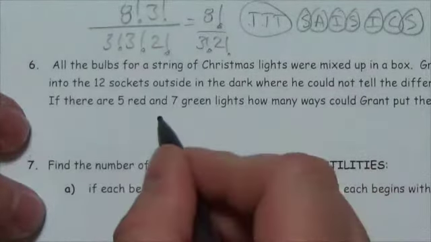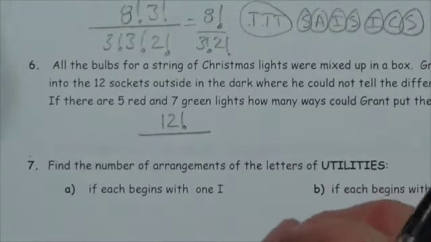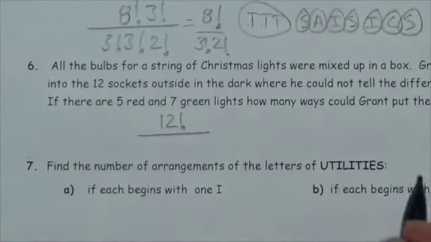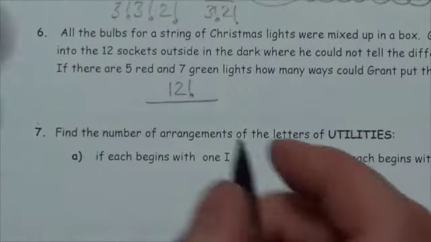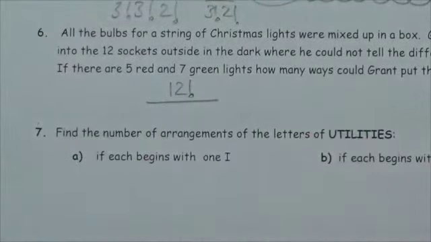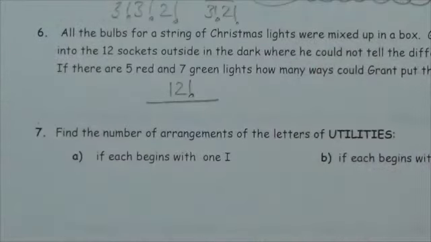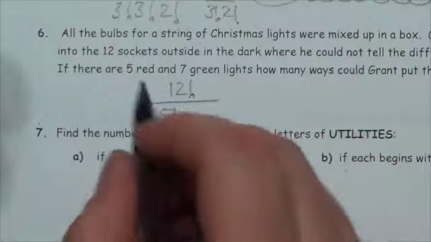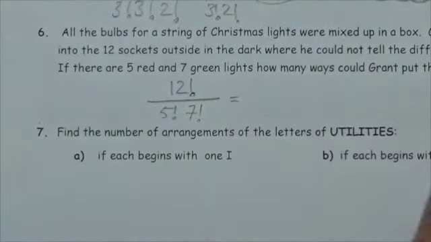Now, there are 12 lights, so there's going to be 12 factorial different ways he could pick those lights up and put them in the sockets. If they were all different colors, there'd be 12 factorial different unique looking strings of lights that he could make here. However, he's got 5 red lights and 7 green lights, and once you put the red lights in, if you were to swap the red lights out, it wouldn't make any difference to the way that thing looks. So we're going to divide by the number of ways you can permute just the red lights, and then we'll divide by the number of ways we can permute the green lights for the same reason.